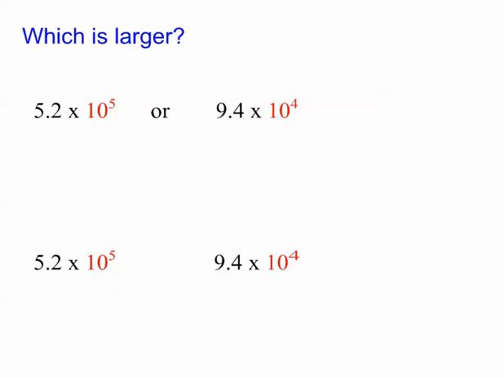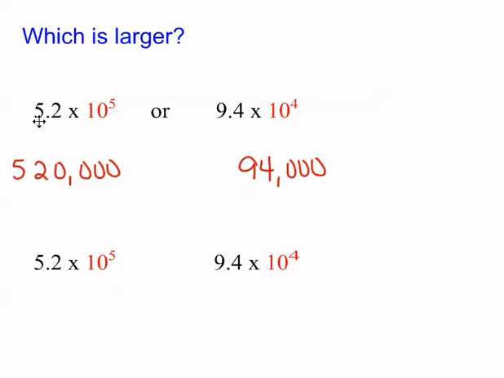So let's do a couple of examples together. Let's start with 5 2/10 times 10 to the 5th and compare that to 9 4/10 times 10 to the 4th. Now if we want to write these numbers out in standard form, the first number would be 520,000 and the second number would be 94,000. So we could multiply these numbers out to do our comparison.